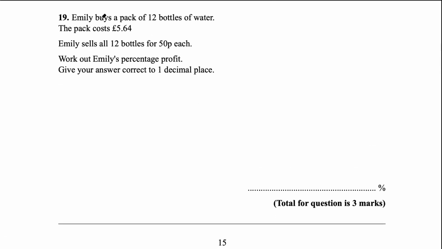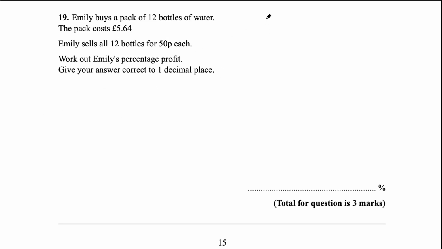Question 19 says Emily buys a pack of 12 bottles of water. So not a surd question. Hooray! The pack costs £5.64. Emily sells all 12 bottles for 50p each. Work out Emily's percentage profit. Give your answer correct to 1 decimal place.